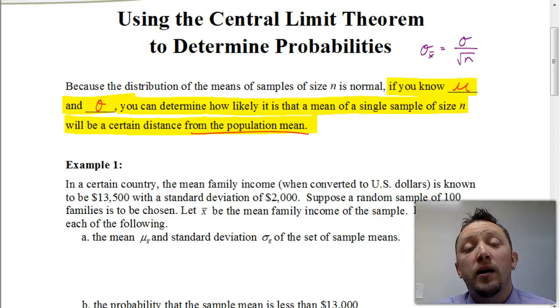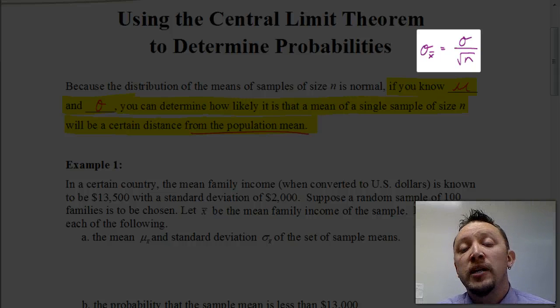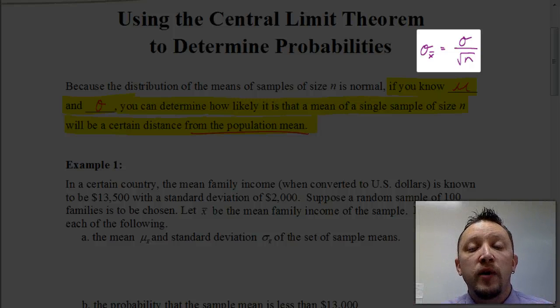Well, welcome. In this video, we're going to be looking at how we can use that central limit theorem that we talked about in the previous video, and how we can use that to determine probabilities. So you want to remember that to find the standard deviation of a set of sample means, we take the standard deviation for the entire population and divide that by the square root of the number of items we have in our samples.